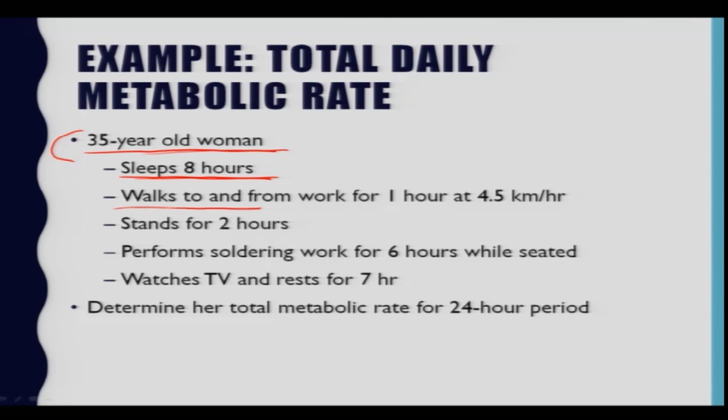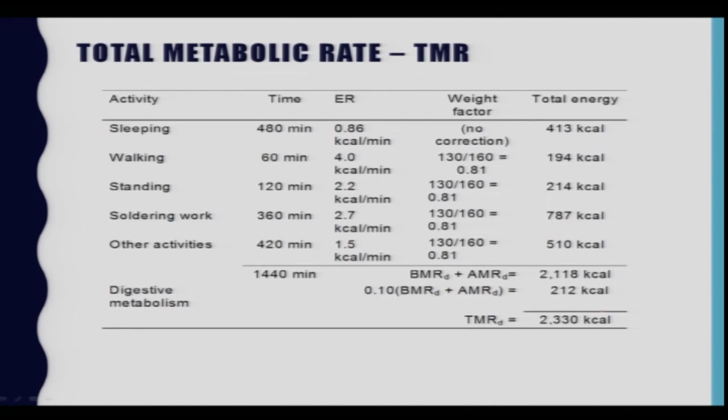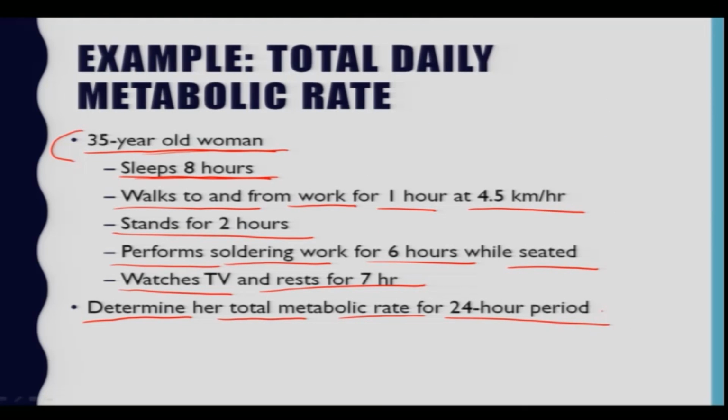She walks to and from work for 1 hour at 4.5 km per hour. She stands for 2 hours. She performs soldering work for 6 hours while seated. She watches TV and rests for 7 hours. Now determine her total metabolic rate for the 24-hour period.